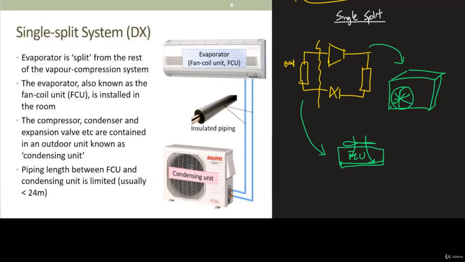Typically, this length over here cannot be too long. It's not possible for you to have a condensing unit at maybe level 1 and an evaporator at level 5, or level 10. Your refrigerant would have to move through a very long distance. So usually, the distance between your FCU and your condensing unit should be kept at around 24 meters. And of course, the nearer it is to the condensing unit, the better.